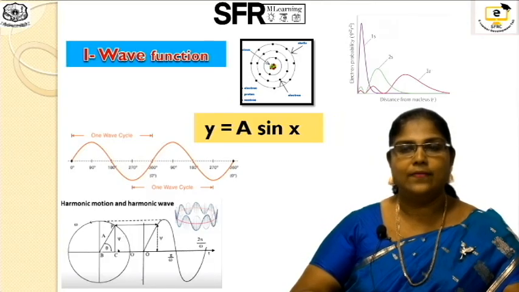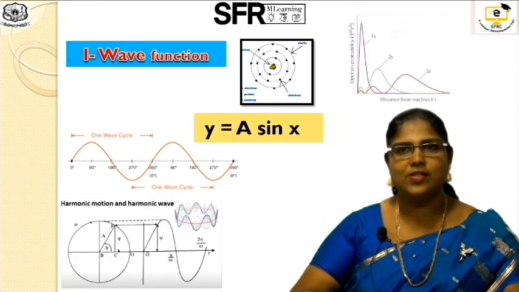And when you have 270, what will happen? Your value will be minus 1. So, y will have a negative value, a negative amplitude will be there. That is why we have a sine curve, and the sine curve is oscillating below and above the x axis.